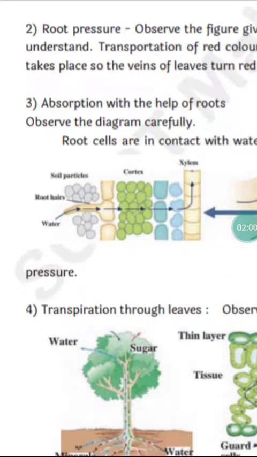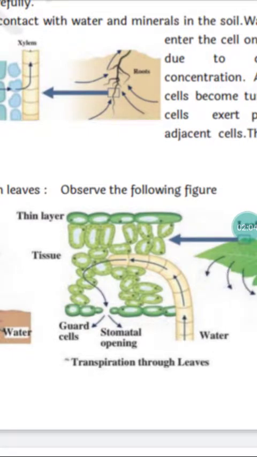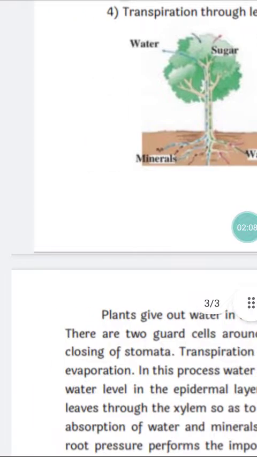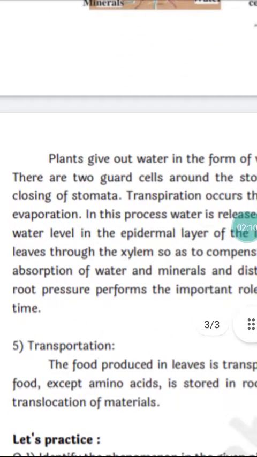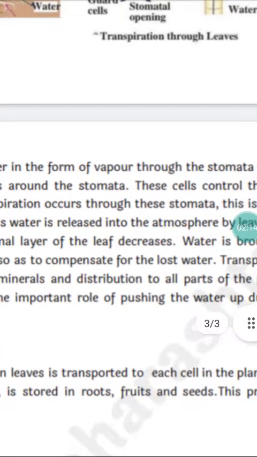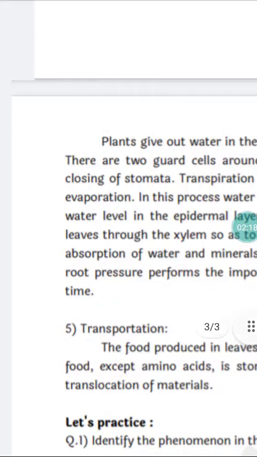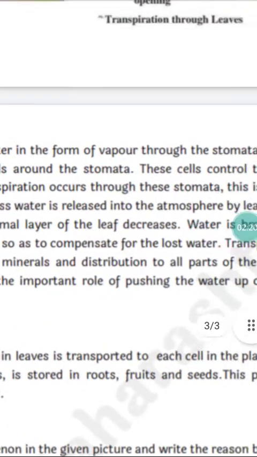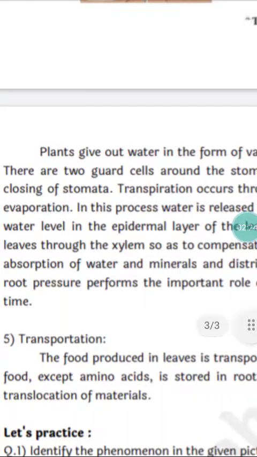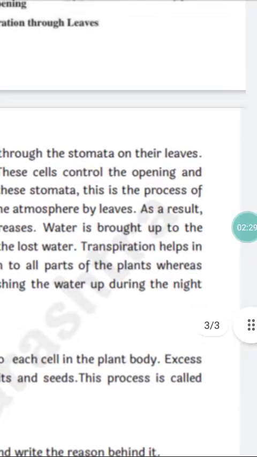Next, transpiration through leaves. Observe the following figure. In this figure, we can understand that the plant gives out water in the form of vapor through the stomata on its leaves, and there are two guard cells around the stomata, and these cells control the opening and closing of stomata. Transpiration occurs through these stomata.